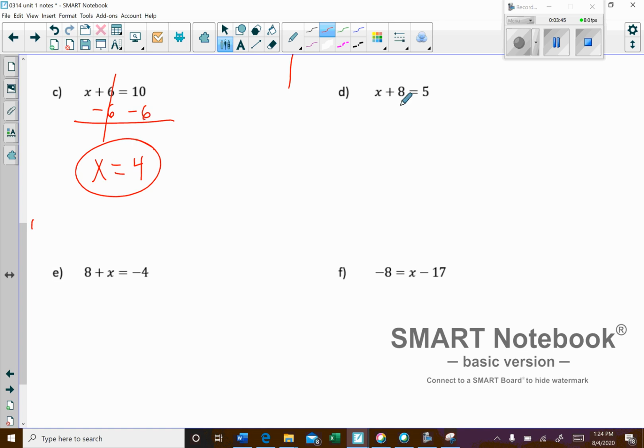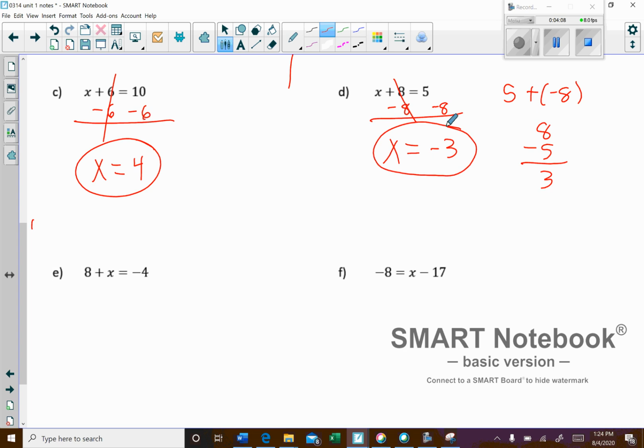Okay, our next one, we're going to take away 8 from both sides. So we take away 8. That cancels out on the left side. So I'm left with x equals 5 take away 8. Or if you want to look at it as 5 plus a negative 8. And so you have that little tug of war going on. So you take the difference, which is 3, but then you need to keep the sign of the larger number. So it's going to be a negative 3.